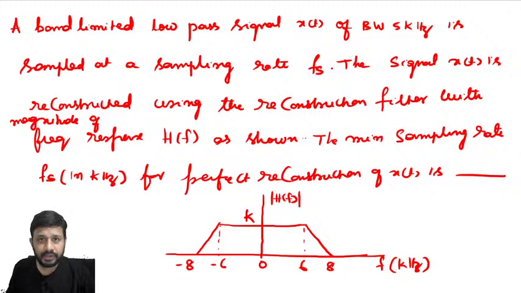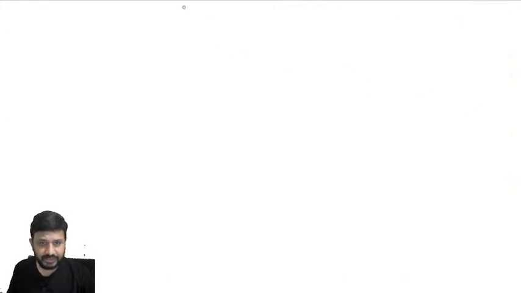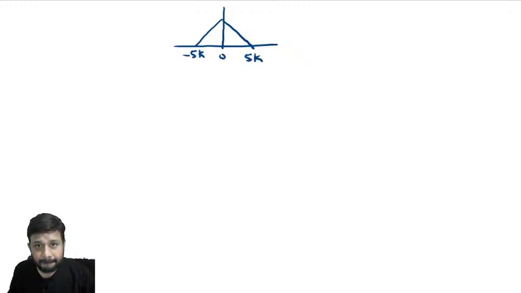Now, according to the information he gave, there is a band limited signal x of t. This kind of shape I am taking, band limited, from -5 kilohertz to 5 kilohertz. So this is X of f, before sampling. He sampled this signal. So in the frequency domain, what are you going to get? You are going to get periodical repetitions.